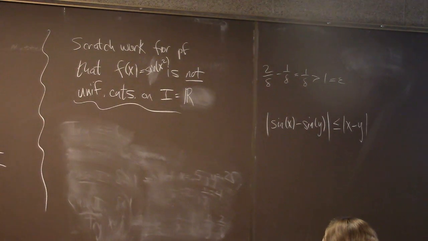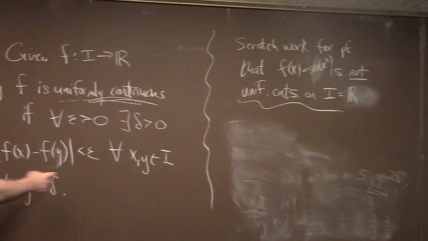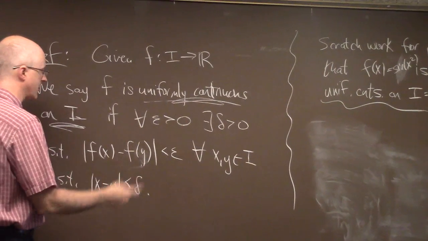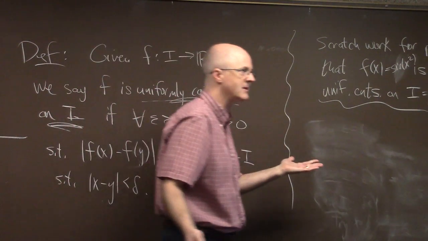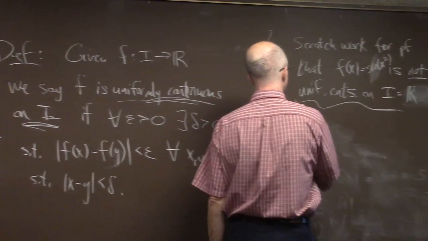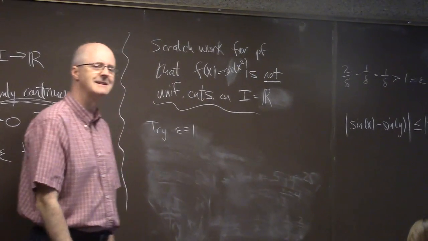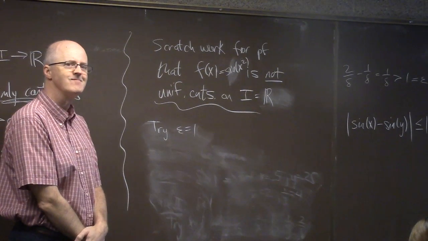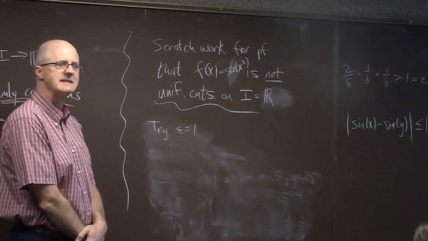So once again, I've got to find an epsilon such that for any delta, there's some x and y in the entire real number line where this is not true. Once again, you could try something for epsilon like 1. Try epsilon equals 1. Will 1 always work? Not necessarily.